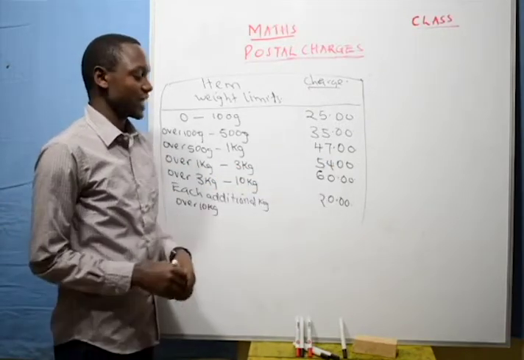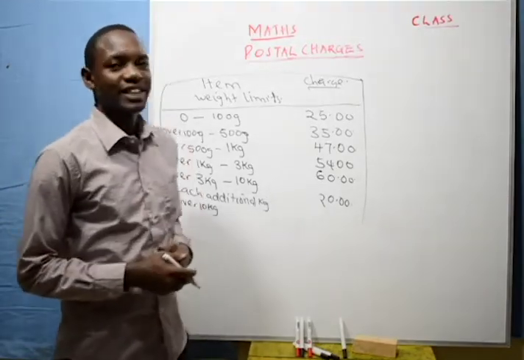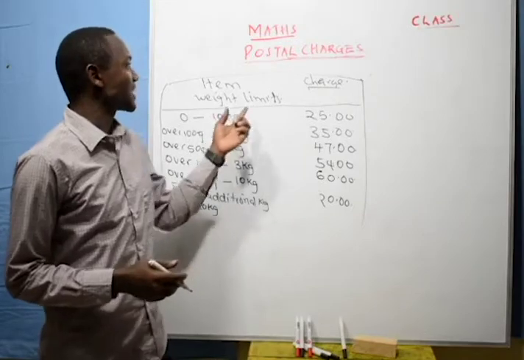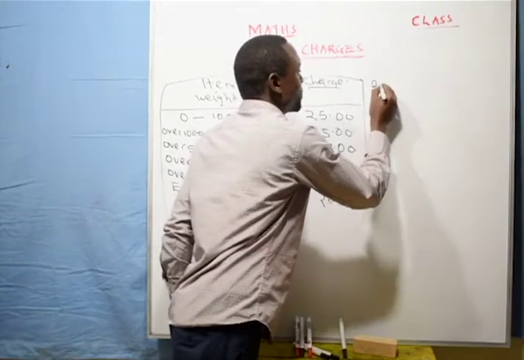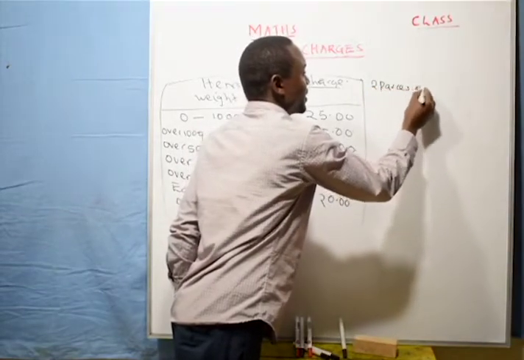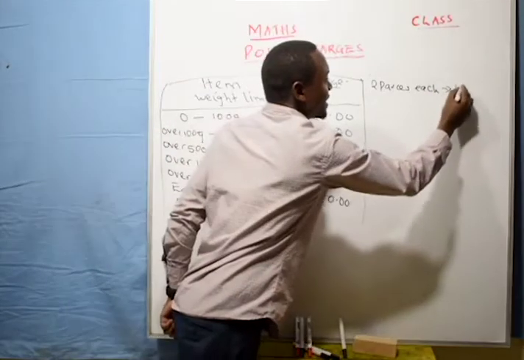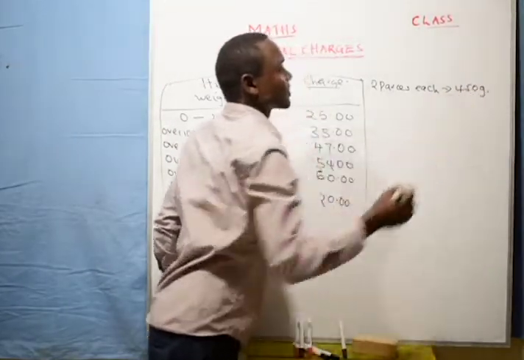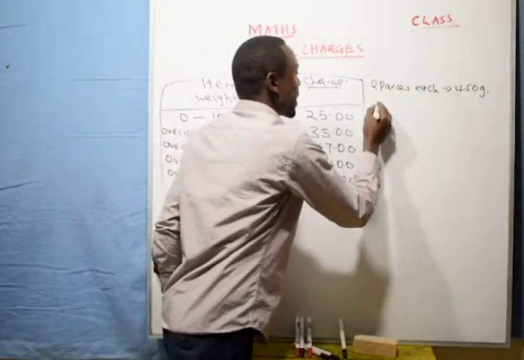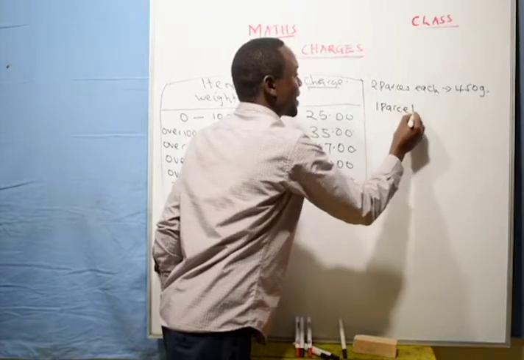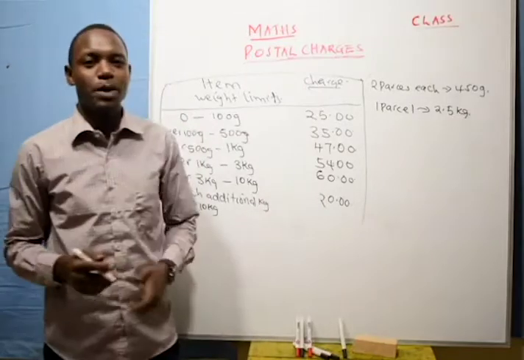Then the question will be: somebody sent 3 parcels through the post office. 2 parcels, each weighing 450 grams, and another parcel weighing 2.5 kilograms. How much did he pay for the postage?